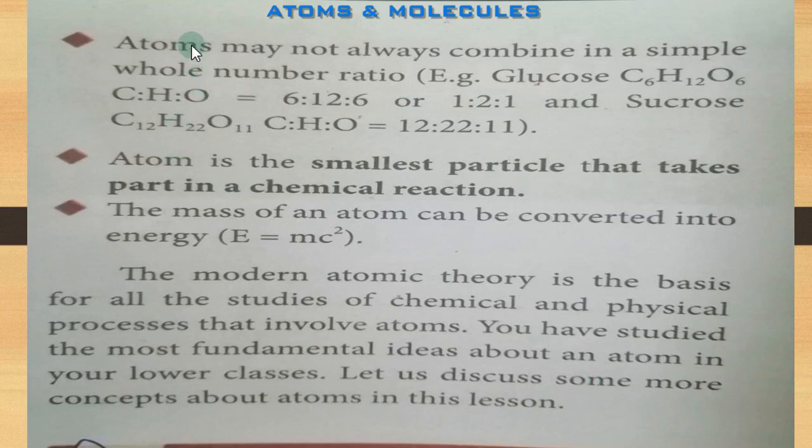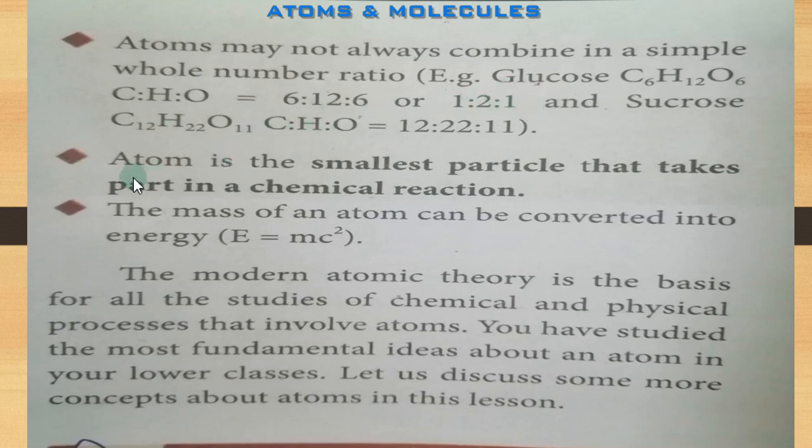Then see the next point, atoms may not always combine in simple whole number ratio. Maybe they will combine in complex whole number ratio also. Example, glucose. The glucose formula you have to write, C6H12O6, and you should write the ratio, 6 is to 12 is to 6, or 1 is to 2 is to 1.